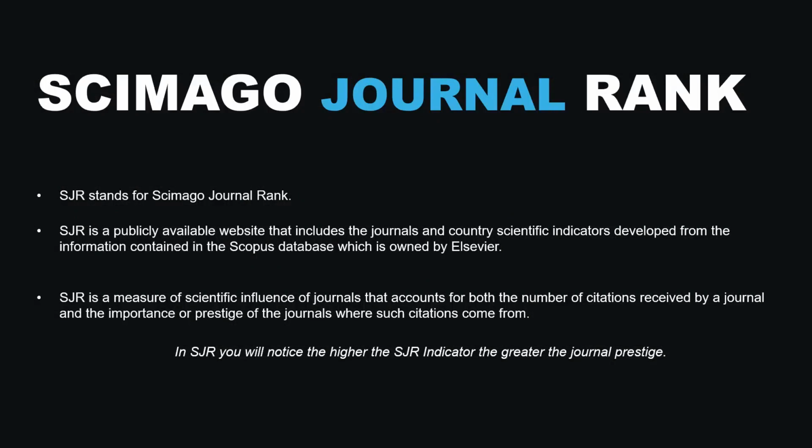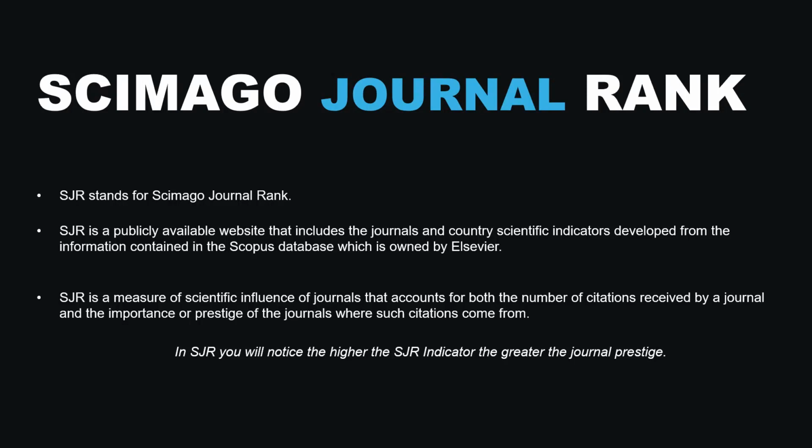Next, the SJR journal rank, often referred to as SJR. SJR is a publicly available website that includes the journals and country-specific indicators developed from information contained in the Scopus database, which is owned by Elsevier. You will see the SJR metrics listed in Scopus, but if you're looking for the quartile and rank, this can be found by accessing the SJR website.